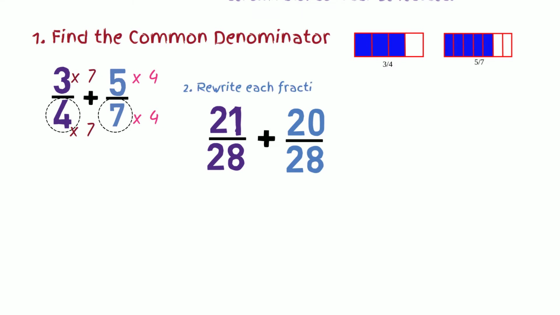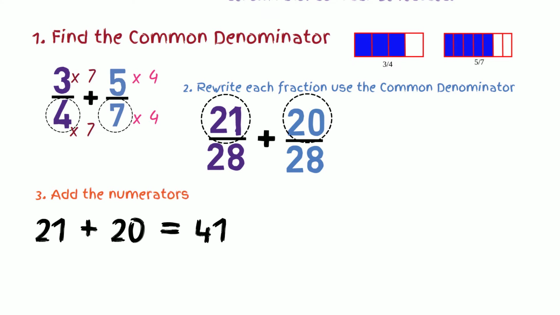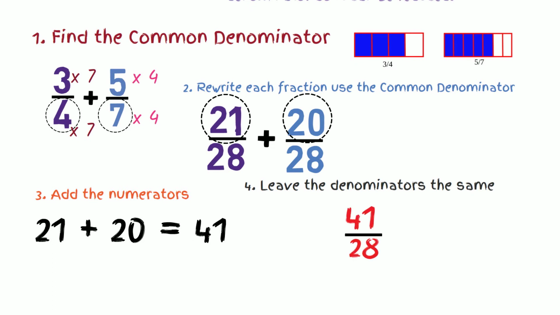Number 2, we have to rewrite each fraction using the common denominator. 21/28 plus 20/28. Number 3, add the numerators. So 21 plus 20 equals 41. Number 4, leave the denominators the same. 41/28. And number 5, our final step, is to simplify if necessary.